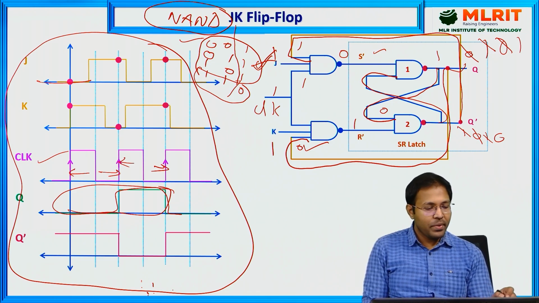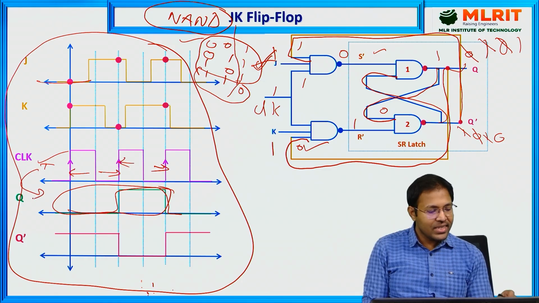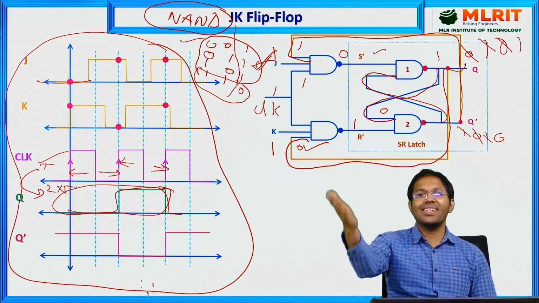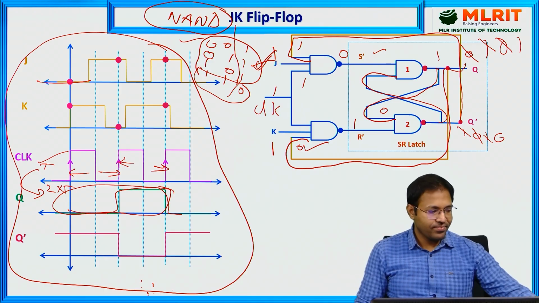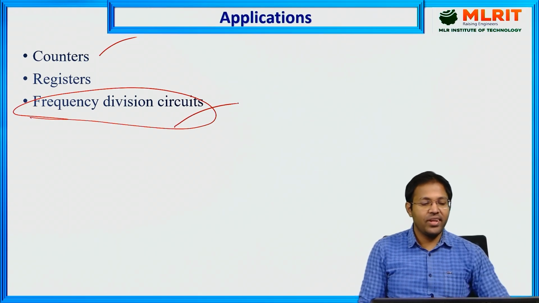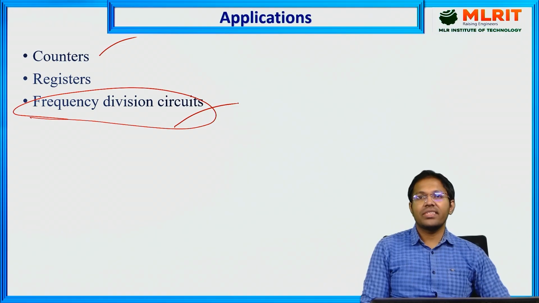So what is happening? The time period here is getting multiplied by 2. If the time period is getting multiplied, frequency will be divided. Hence, it is useful in frequency division circuits.